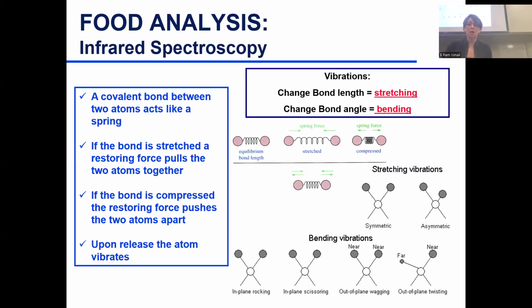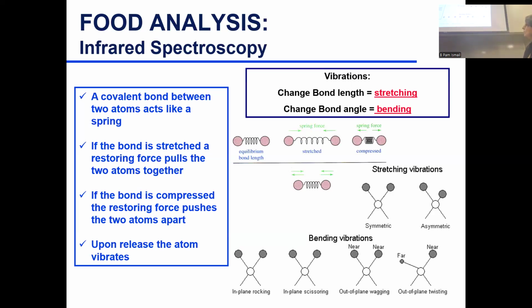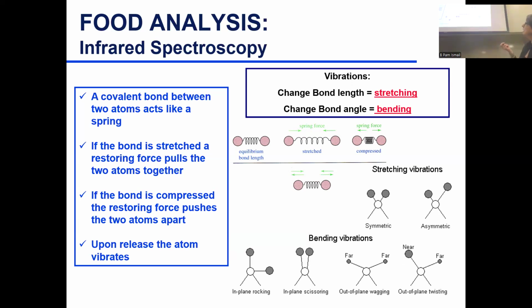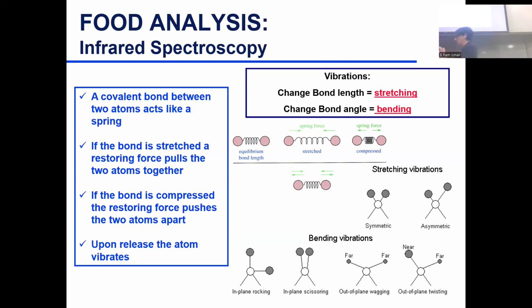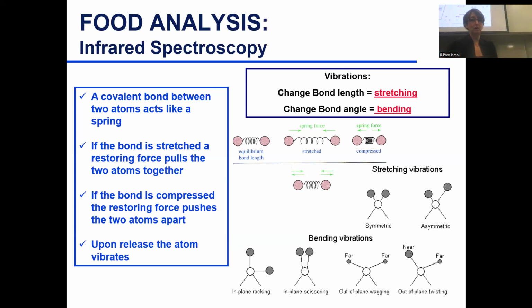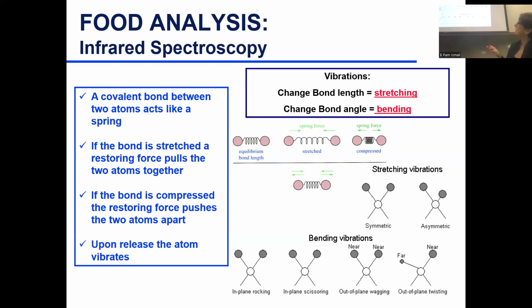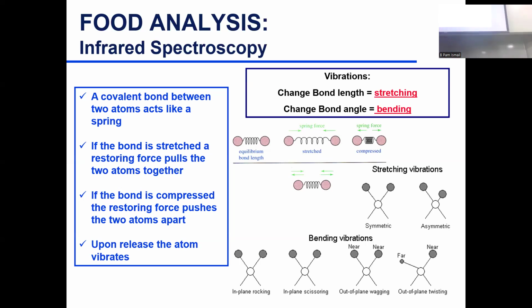And these are your stretching and bending bonds. Vibration energy only applies to molecules, not atoms, because it relates to the stretching. These are stretching, these are bending in different directions. And when they stretch or bend and then go back to where they were, that's the release, or that's when they vibrate. That's all you need to know here: they're always in a stretching and bending situation.